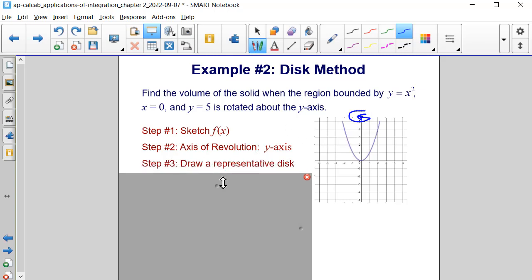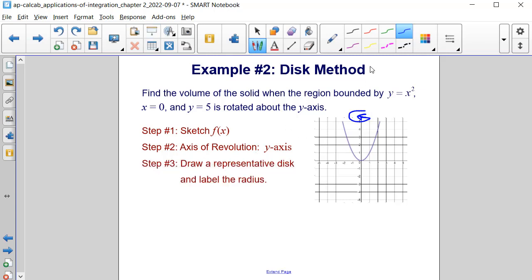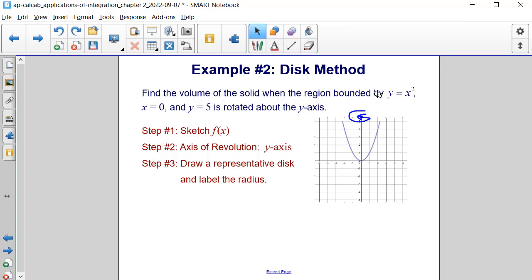And the next step is to draw a representative disk. So first we could do the top. You can see how it looks open that way. And then do another circle about halfway down and label it with our radius that we have there.